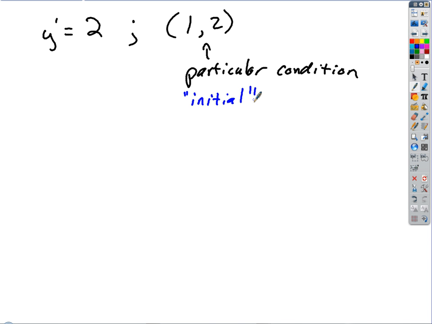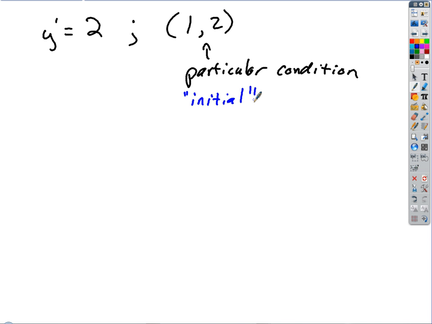A particular condition doesn't necessarily need to be initial, because what does an initial condition really imply? What does the word initial mean? Starting point. So typically, as we do in physics almost exclusively, let's say we're looking at a function of time. What value of t is that implying? 0, right, when we start the stopwatch.